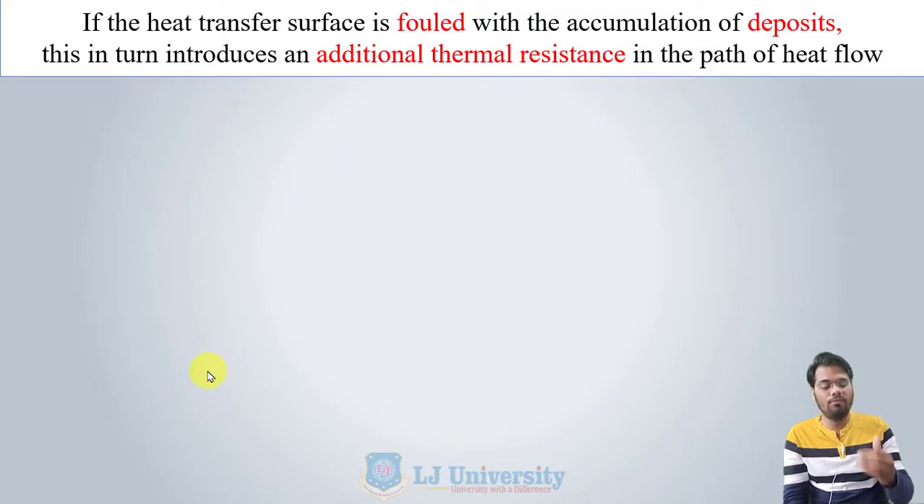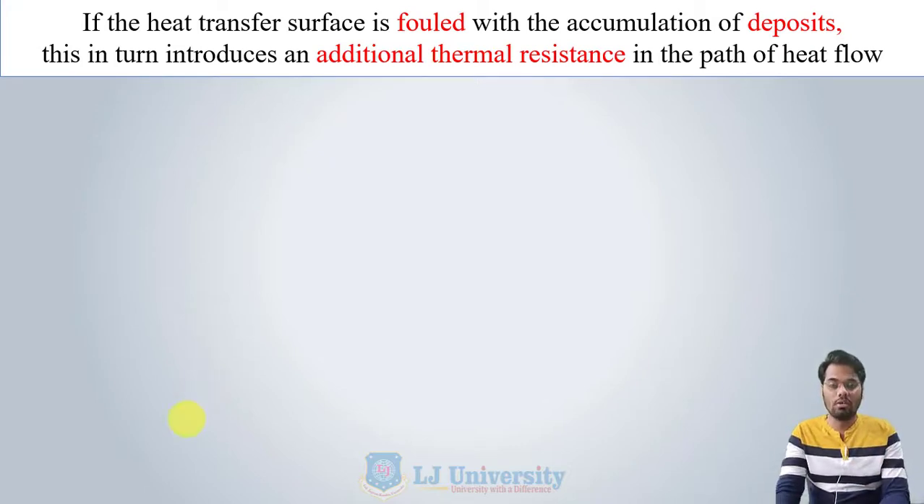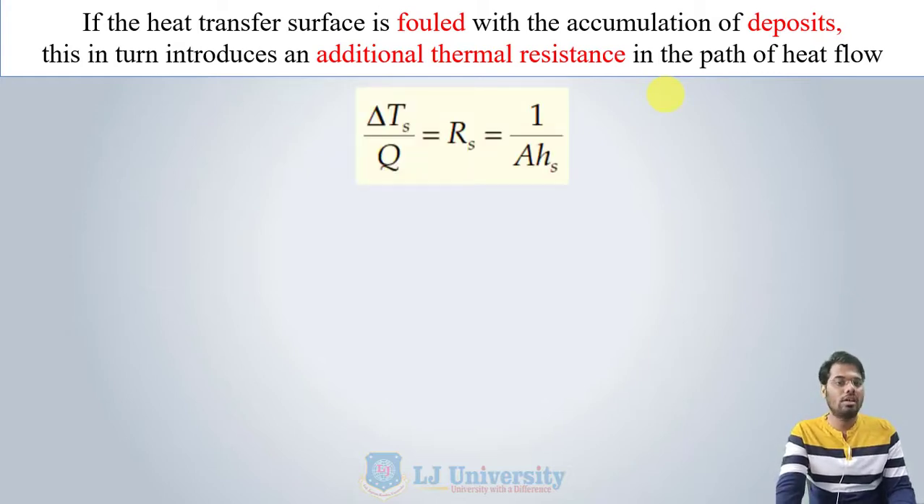So as we know, for the above two equations we have assumed that there is no fouling in the heat exchanger. Now if we consider the fouling, as we discussed in chapter number 1, the effect of fouling on the overall heat transfer coefficient: if the surface is fouled with accumulation of deposit, there is an additional thermal resistance in the path of heat flow, which is 1 upon HSA. Here HS is the coefficient for the fouling, and 1 upon HSA is known as the fouling factor, denoted by RS. So this is the additional thermal resistance due to the fouling.